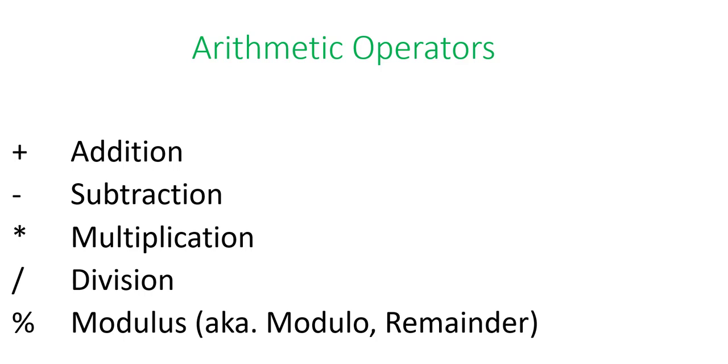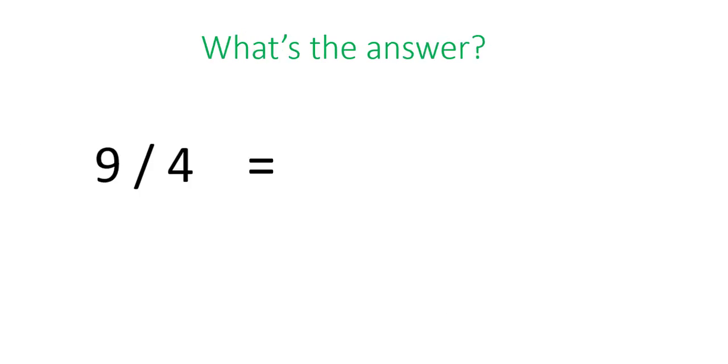Notice we only have 5. We have addition, subtraction, multiplication, division, and then there's the percent sign, which is known as the modulus, sometimes referred to as modulo or remainder. However you want to call it, I'm good with it, as long as we understand exactly how it works. In fact, let's take a look at the next thing.